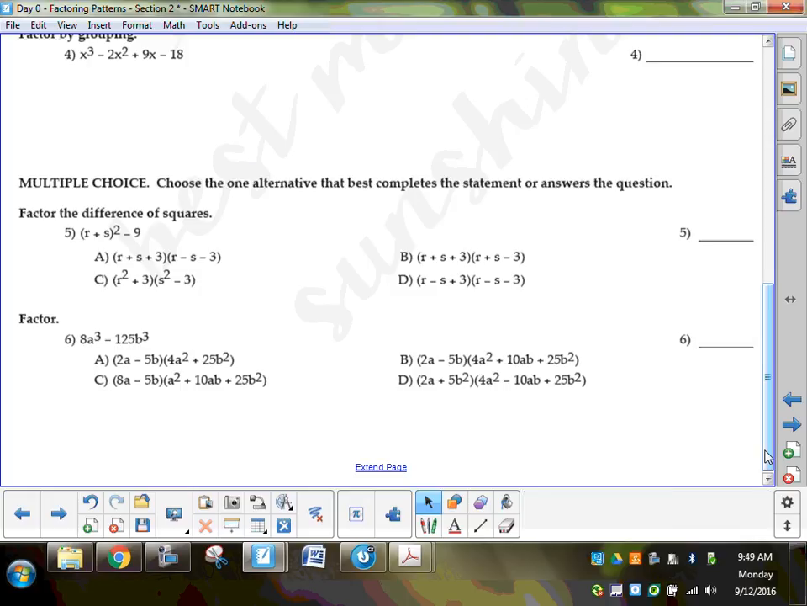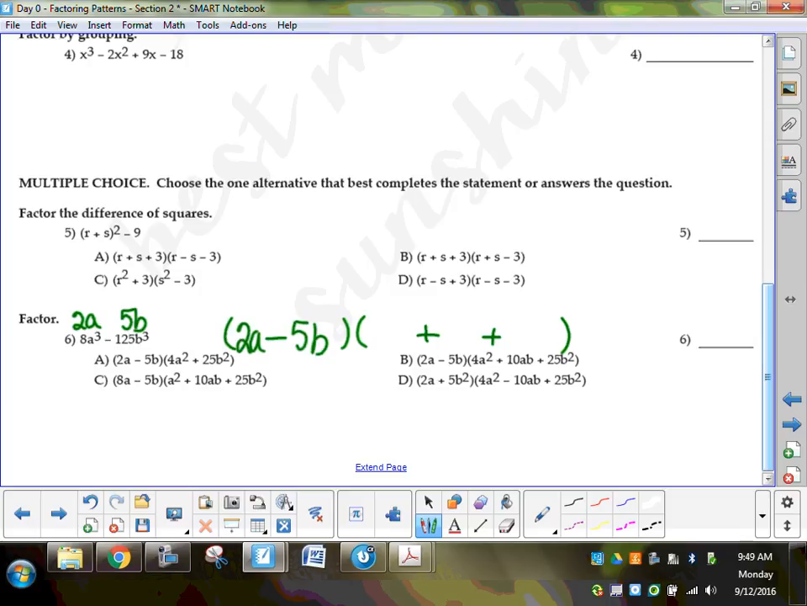This one here was kind of easy. This was a sum of cubes. Remembering you're going to have a binomial and a trinomial. My signs going across would be minus, plus, plus. The cube root over here would be 2a. This would be a 5b. So this would be 2a minus 5b. Then the left squared would give me 4a squared. The left times right would be 10ab. And then the right squared would be 25b squared.